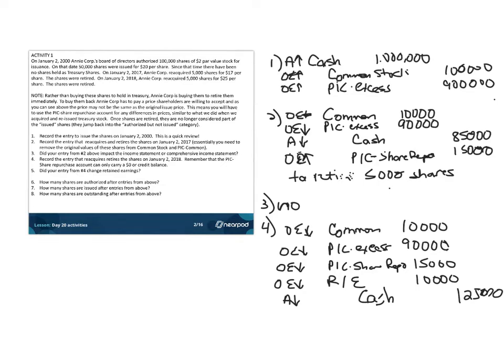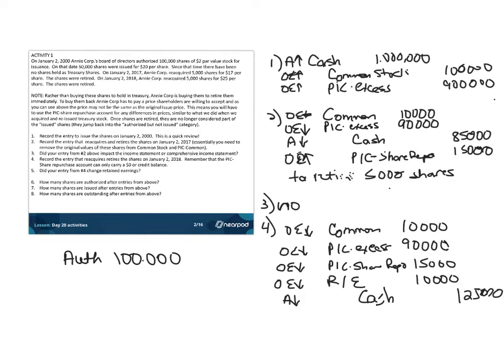My question then says, did your entry from number 4 change retained earnings? And if you look at it, yes, it did. We made retained earnings smaller. Number 6 says, how many shares are authorized after the entries are recorded? We had originally authorized 100,000 shares. The authorized shares are still 100,000. That number doesn't change. That's in our corporate charter, if you will. That's going to stay there.